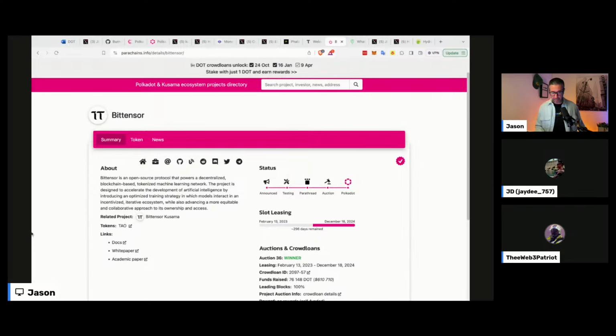Yeah, Bittensor, they won a parachain slot, but I don't think they ever used it. But they are built on Substrate. I think they decided to not fully utilize the parachain. But yeah, Bittensor is pretty interesting.